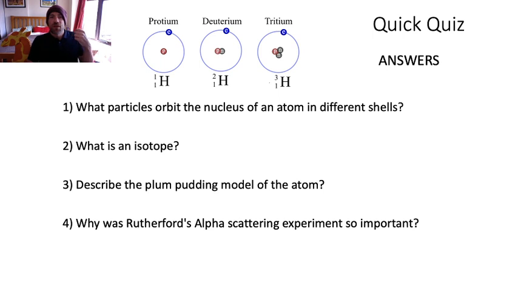Question 1. Those are called electrons. Okay, we've got protons and neutrons in the nucleus. We've got electrons orbiting around the outside. So electrons are the particles that orbit around the nucleus of an atom.